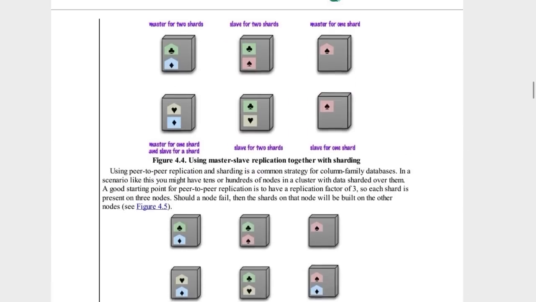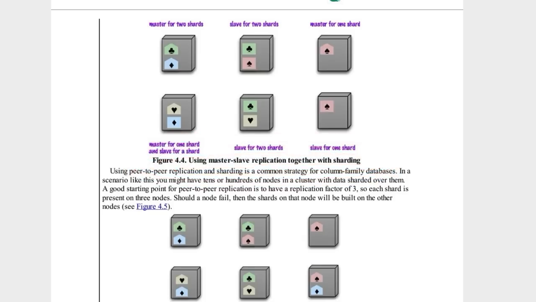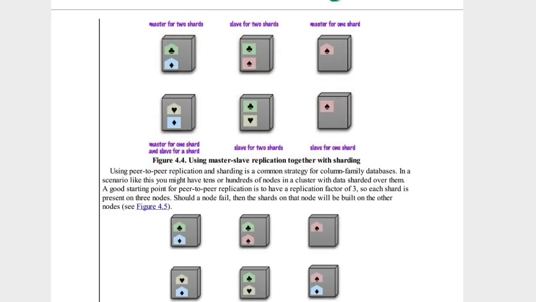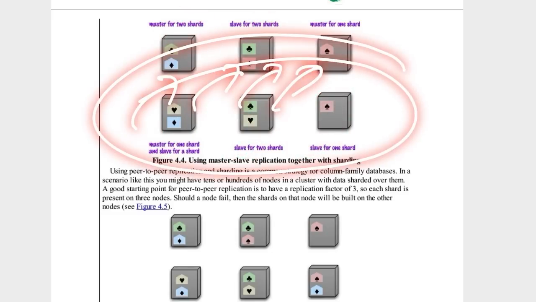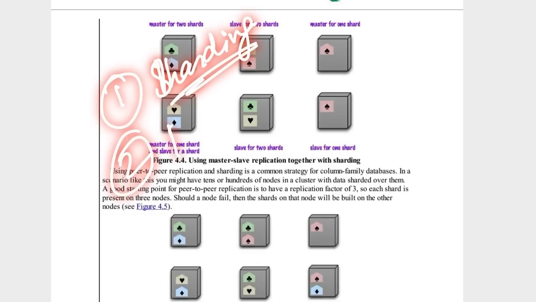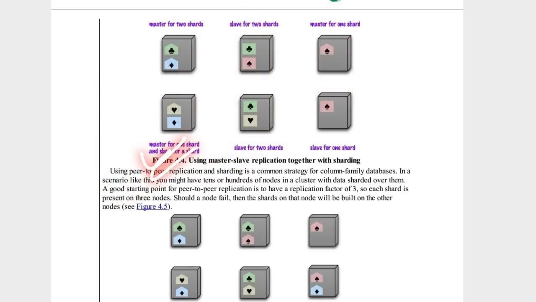So here we have two figures. The first figure is about using master slave replication together with sharding. If you see this figure, each shard may have its own master here and multiple slave nodes which will replicate the data from master, right? This combination will allow us to scale horizontally, that is the sharding advantage, and next to handle heavy load. In order to handle the heavy load, it is possible via the replication process.